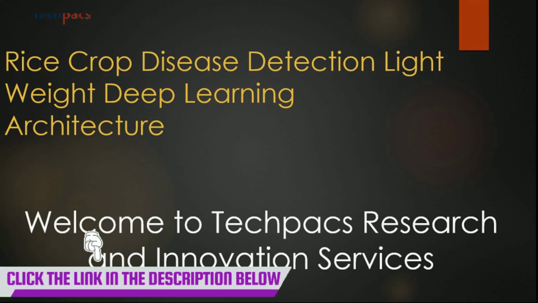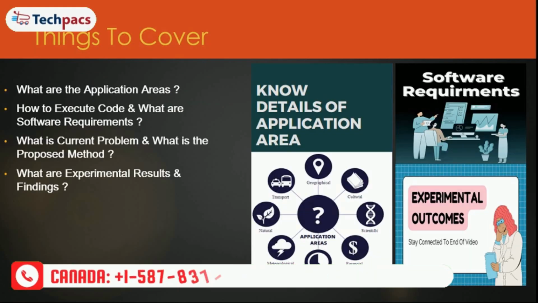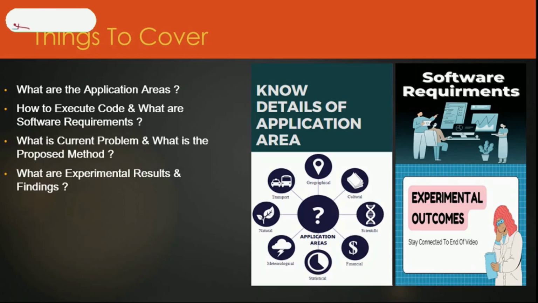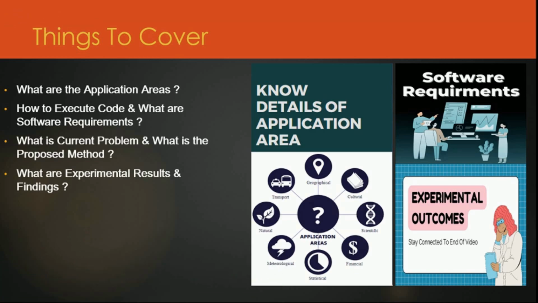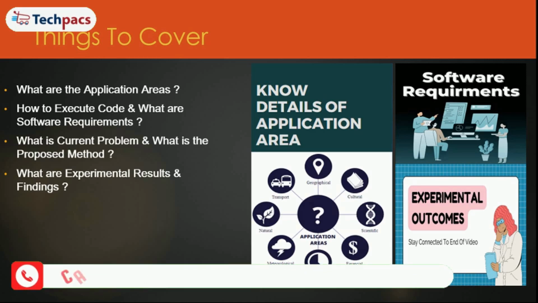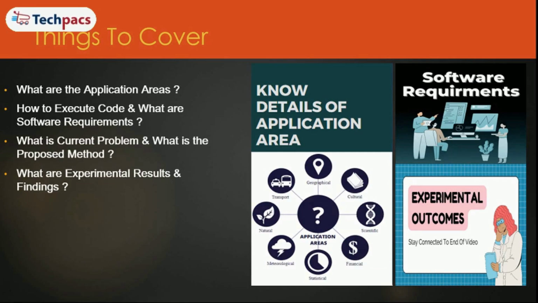So before moving to this video, let's talk about what we will cover. Initially, we will discuss the application areas for which this research work has been done. Then we will explain the code that we have designed, how to execute it, what files it requires, and other information along with the software requirements. Next, we will discuss what exactly the current problem was, what the existing system is, and what we have proposed in the research system. Finally, we will review the experimental outcomes and the findings from the work. So let's have a look at the application areas.